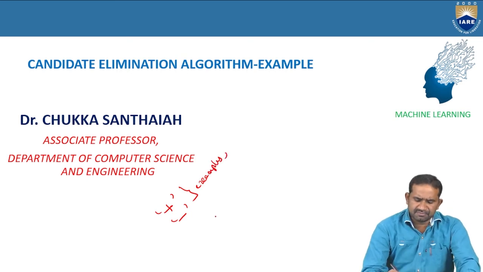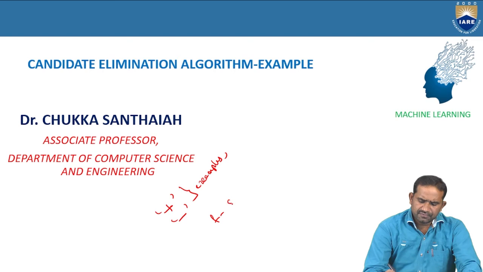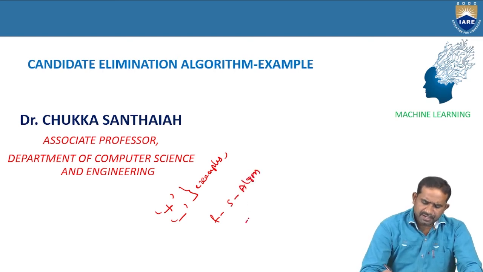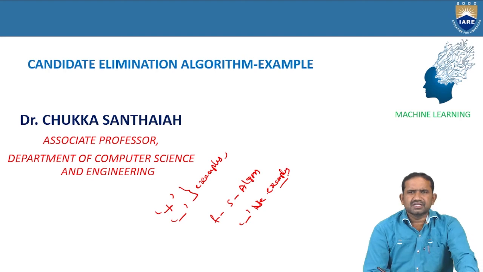Whereas in the Find-S algorithm, we are only focused on positive examples, not negative examples. Why? Because it only focuses on the positive examples.